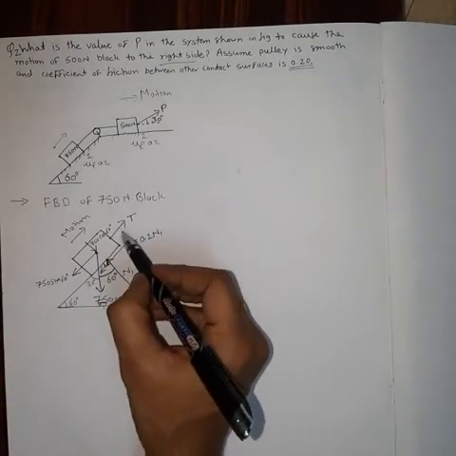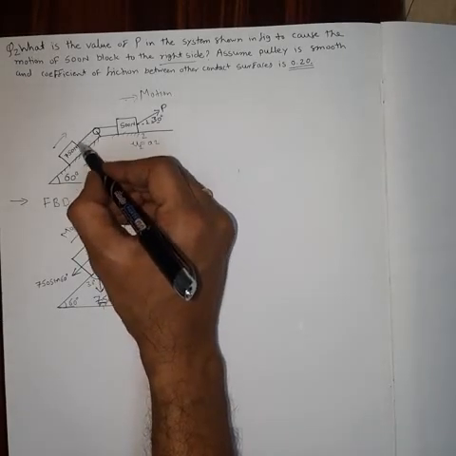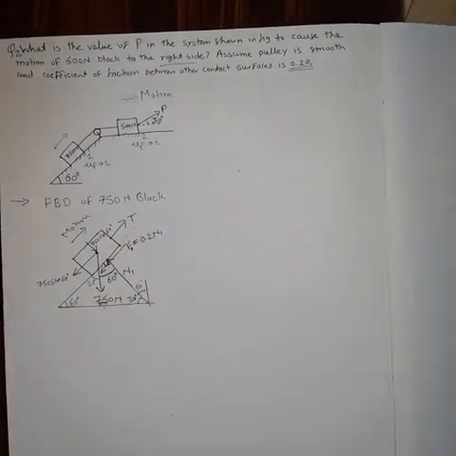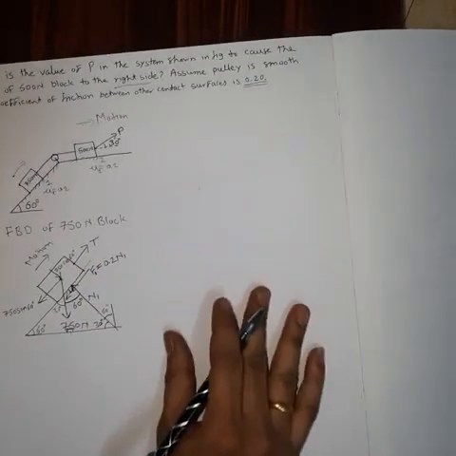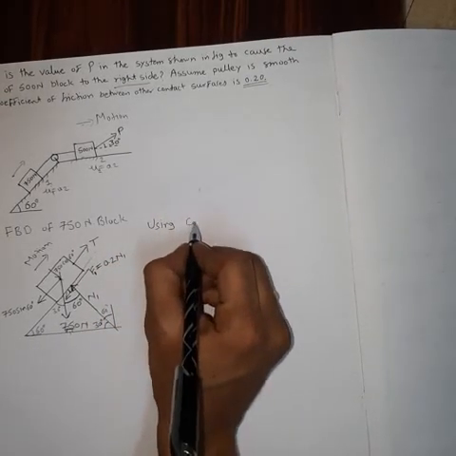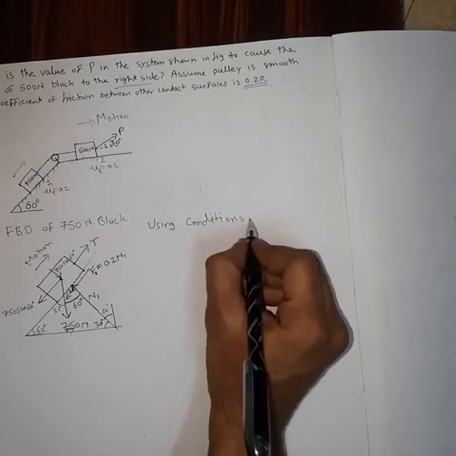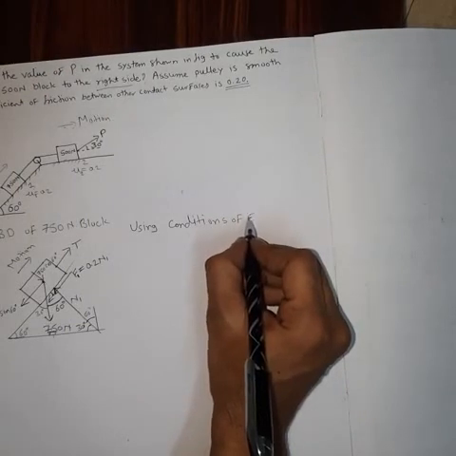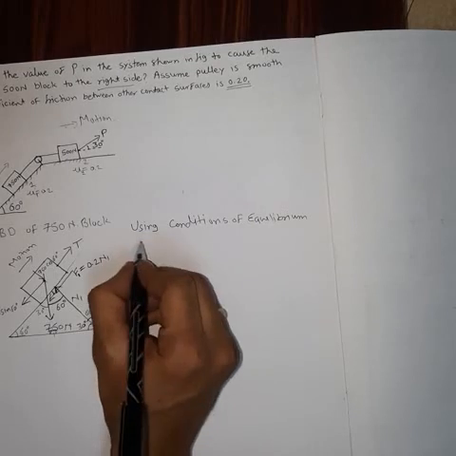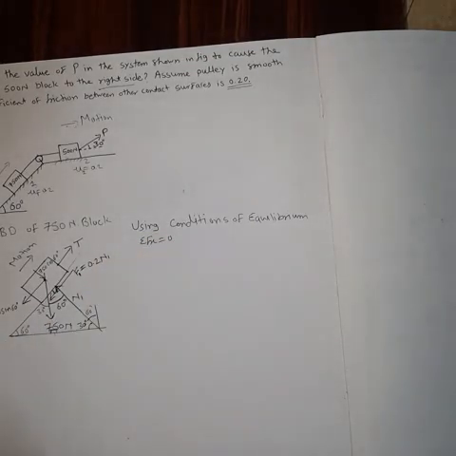And this T of course will be parallel to the surface. Now here this line of string is parallel to the surface. So here again T will be parallel to the surface. So using the conditions of equilibrium for this block, first condition, algebraic sum of horizontal component of forces is equal to 0.